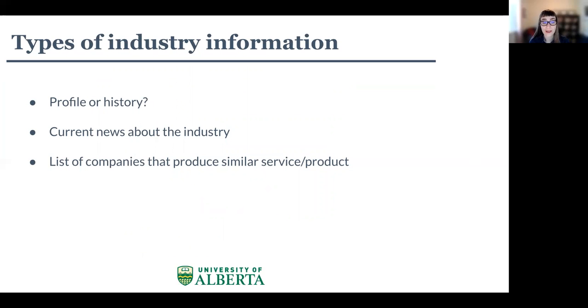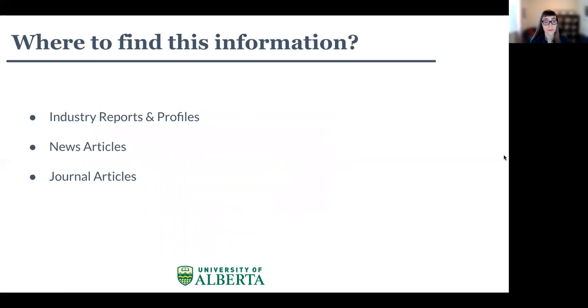Some of the primary things you find with industry information might include a profile or history of the industry, current news about the industry, lists of companies that produce similar services or products. In business, there's no magical place to find all this information. So you sort of have to play detective and use the following places to find information and then contextualize it in your paper. So you'll probably want to look at industry reports and profiles, news articles, and journal articles.